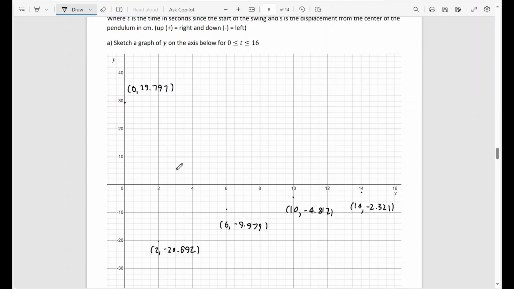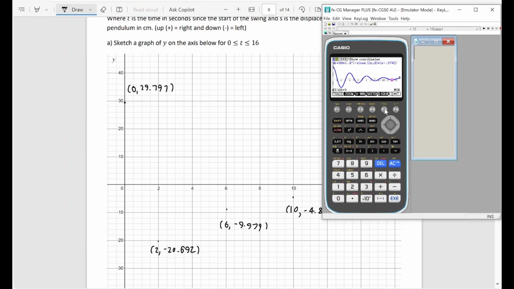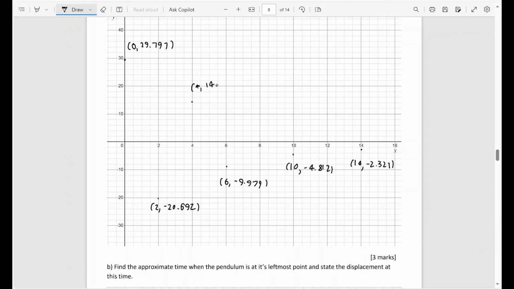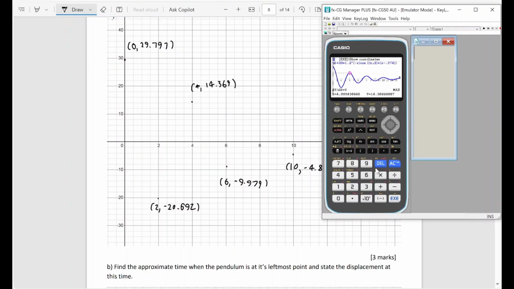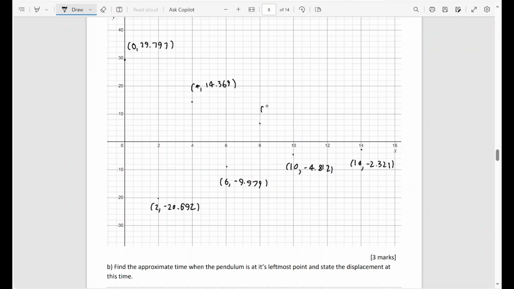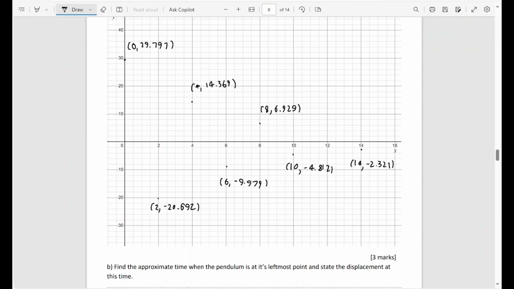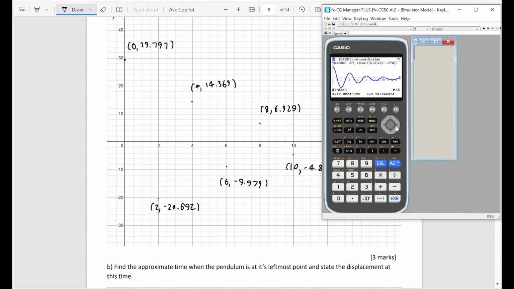All right, and then we're going to have our maximums. So Shift G solve max 4, 14.369. Next max across 8, 6.929. 12, 3.341. Last one's, well, it won't show it on this window, but it's at 16.